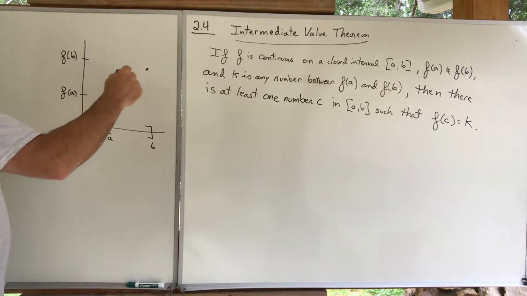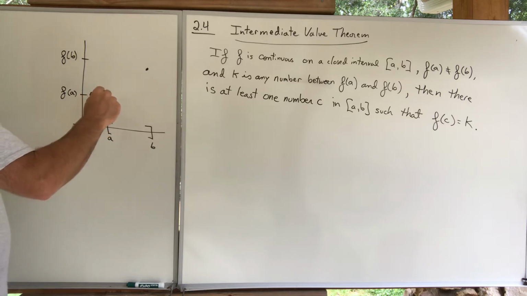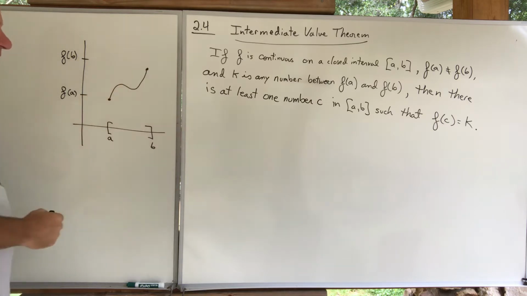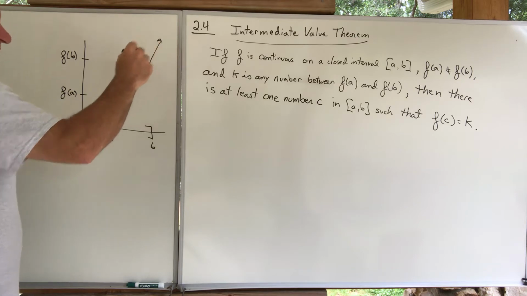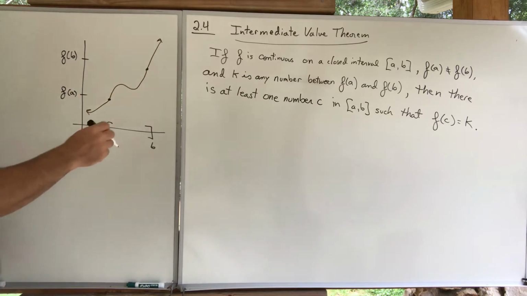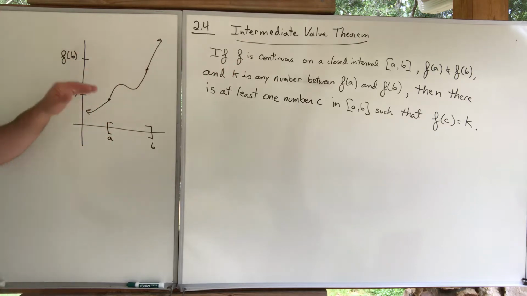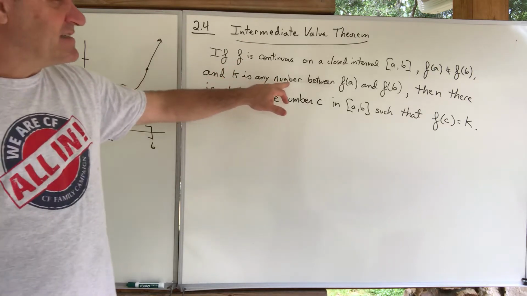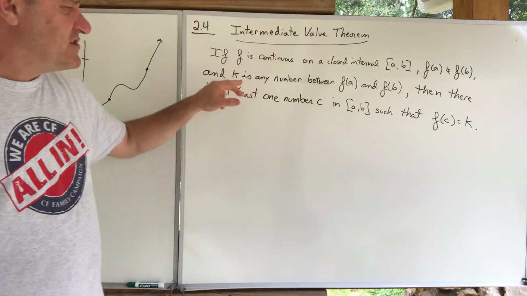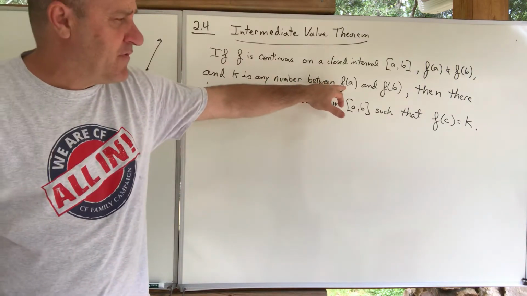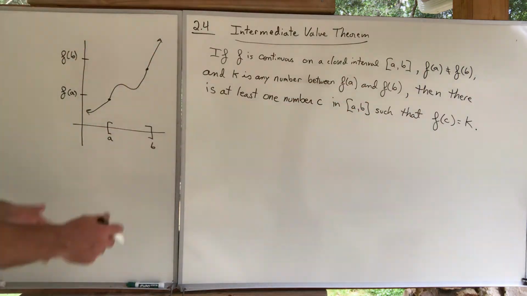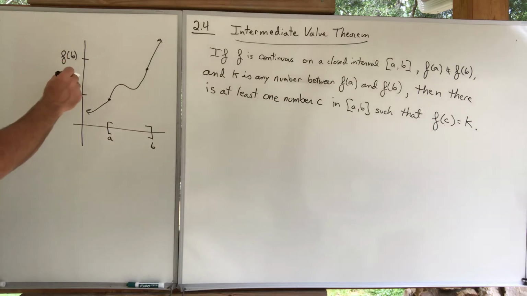But the function has to be continuous in there, so who knows what it does, but it's continuous from a to b. And f of a is different than f of b. Okay, all right. And k is any number between f of a and f of b. Those are y values. So k is any number in between here. Who knows? There's k.